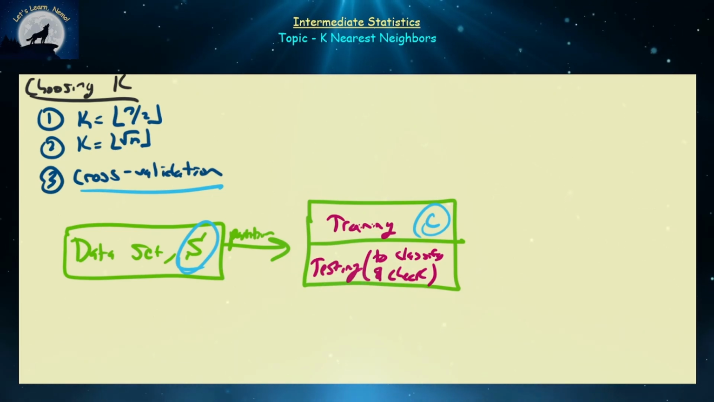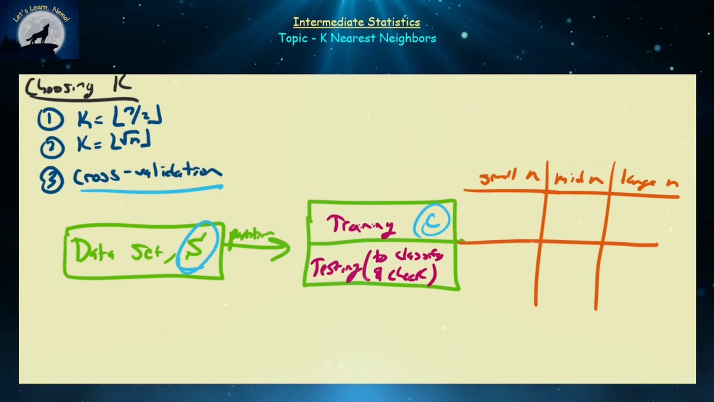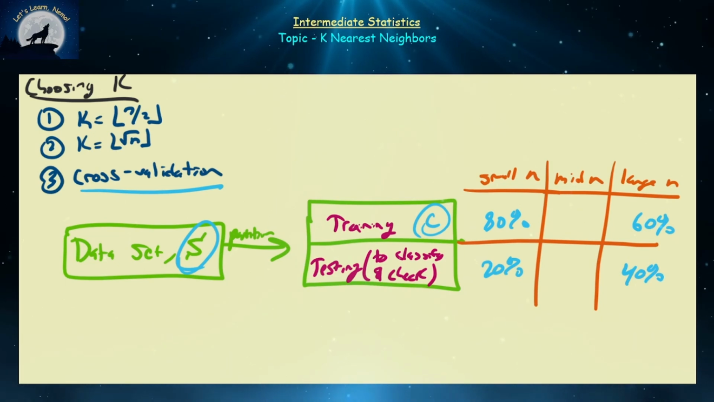Now, what percentage should be our training set and what percentage should be our testing set? There are several different ways of going about this, but I'm going to give you a rule of thumb. Let's assume that you're working with a small enough data set, so let's say your small data set is size n, and that's, of course, subjective and depends on a bunch of scenarios. And let's assume that this is your large sample size and this is your middle size. Usually, for small n, some people will use an 80% and 20% distribution. And for large n, usually we go with 60% and 40%. And then you can extrapolate in between and say that's going to be 70% and 30%.